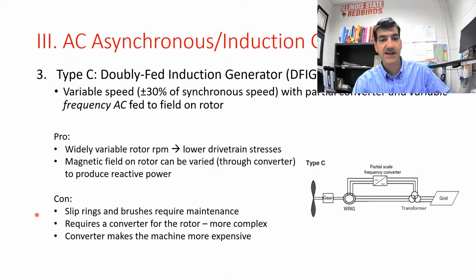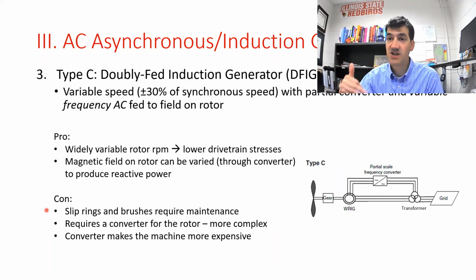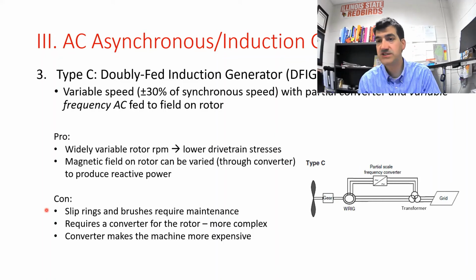There are some disadvantages here. Like I said, it does have to use slip rings and brushes because we have to apply the variable frequency AC from the converter to the rotor, or if it's super synchronous operation, then we have to pull the induced voltage off of the rotor to get it back into the converter. So we do need slip rings and brushes, but they're not that big. They're nowhere near as big as the brushes or slip rings you would need if the armature was on the rotor.